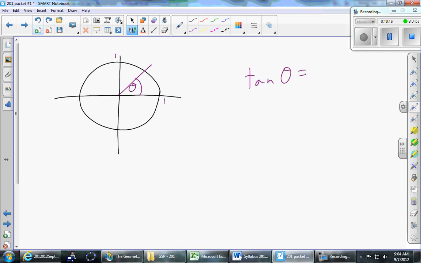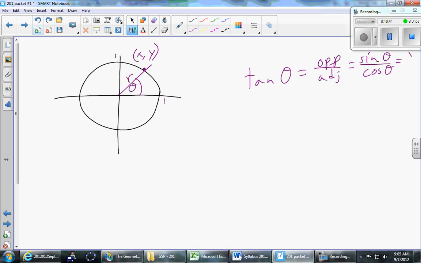Okay, so we have actually a whole slew of definitions, and we just heard a bunch of them. So I heard opposite over adjacent. Great. I heard sine over cosine. Also great. If I call this point right here x and y, and the radius of that circle is r, but how much is the radius of the circle? It's 1, if we drew the unit circle. Does anybody know the x, y, r definition of tangent? It's y over x.